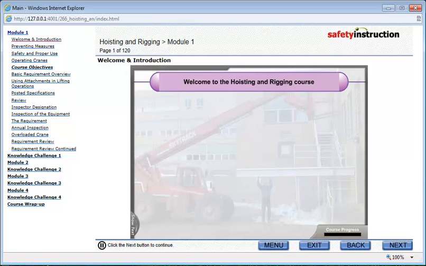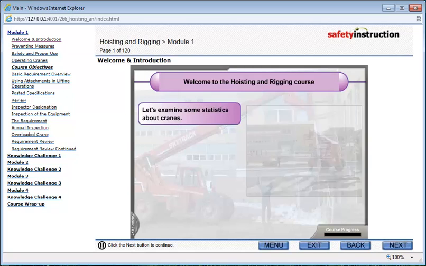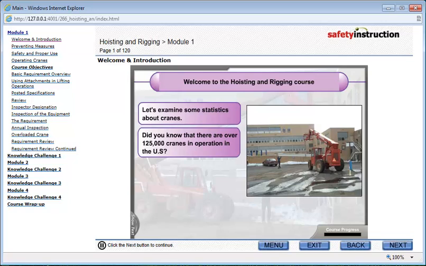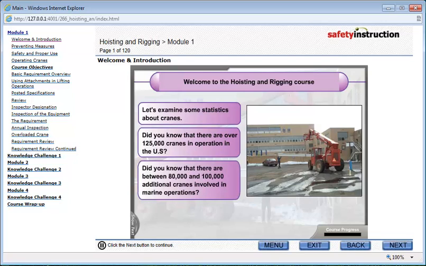Welcome to the Hoisting and Rigging course. Let's examine some statistics about cranes. Did you know there are over 125,000 cranes in operation in the U.S.? Did you know that there are between 80,000 and 100,000 additional cranes involved in marine operations?